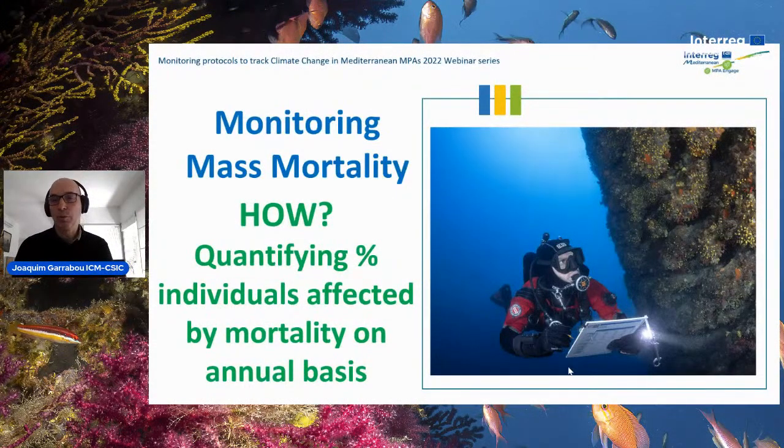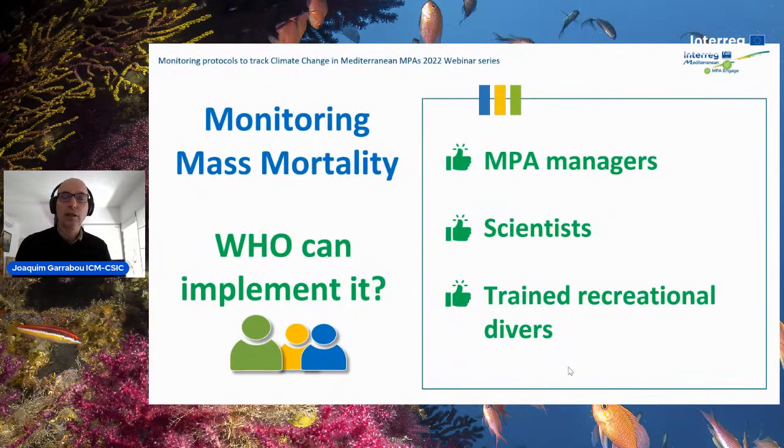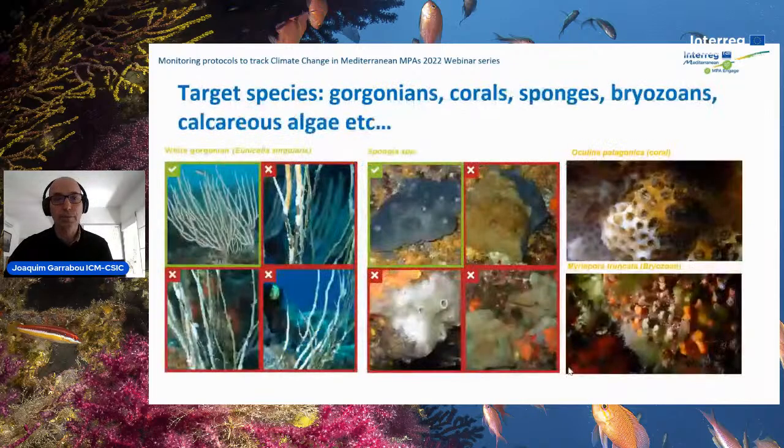How do we propose to do this? By quantifying the percentage of individuals affected by mortality, going to the field at least on an annual basis at the different places. And this monitoring protocol can be implemented by MPA managers, teams of scientists, and as in the case of the fishes, the visual census of fishes, it can be as well implemented by recreational divers through citizen science initiatives.